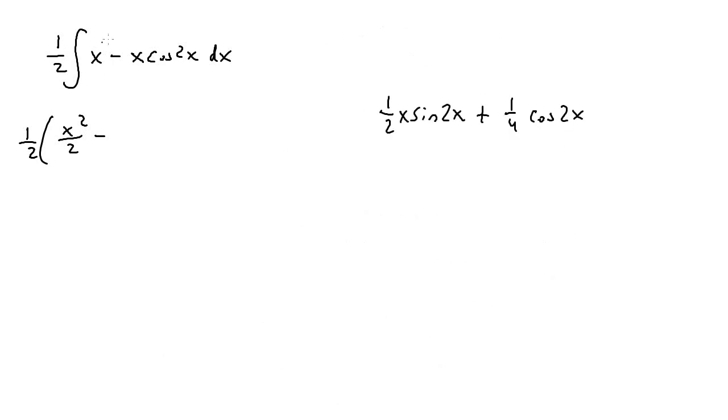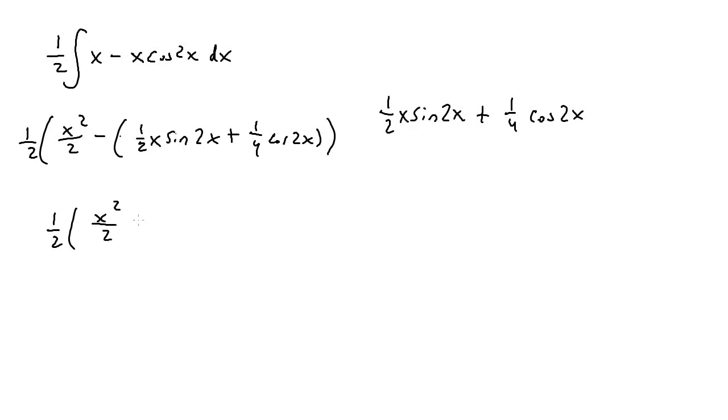dx. So we have the integral of x, which is obviously x squared over 2, minus the integral of x times cosine of 2x, which we have found to be 1/2 x sine of 2x, and then plus 1/4 cosine of 2x. So simplifying everything, we have 1/2 times x squared over 2. I can distribute the negative, so we have minus 1/2 x sine of 2x, and then minus 1/4 cosine of 2x.